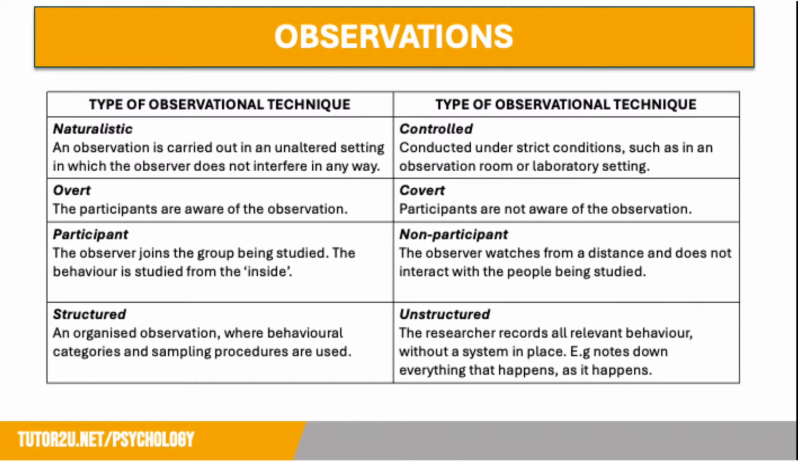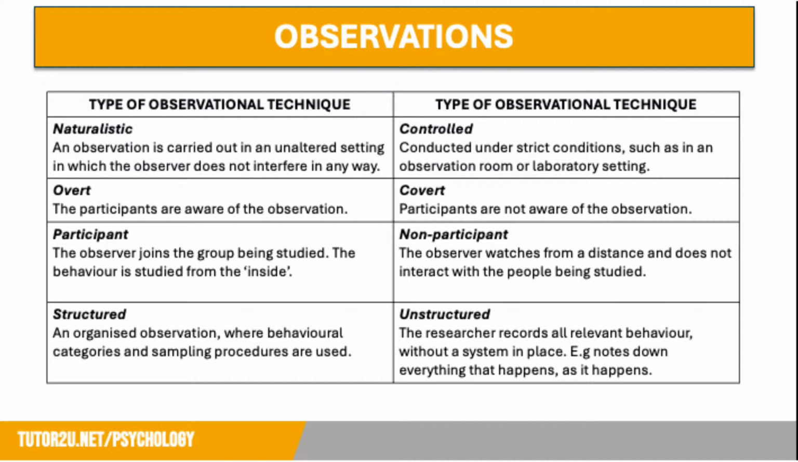A naturalistic observation is carried out in an unaltered setting in which the observer does not interfere in any way. They just let the behaviour happen and they're present. Whereas a controlled observation would be more like Mary Ainsworth's strange situation, where it's conducted under strict conditions, such as in an observation room or a laboratory setting. If you remember at the start, a lot of people said for controlled observation it was lab. Lab is terminology that goes with an experiment. When we're talking about observations, we want to say it happens in controlled conditions, such as a laboratory setting.